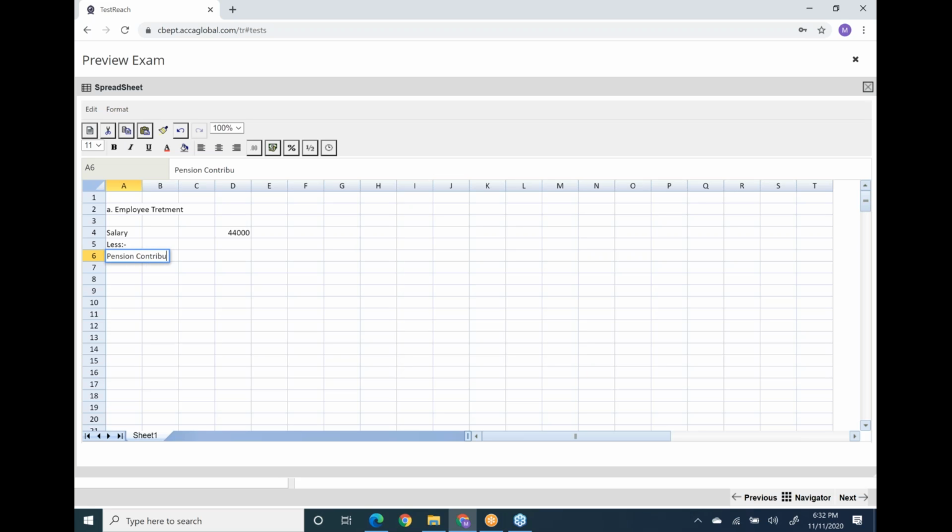Now, less one allowed expense, occupational pension contribution. Occupational pension contribution is 5% of 44,000, I think 2,200. Let's simply take the difference between these two. 41,800 is your employment income.